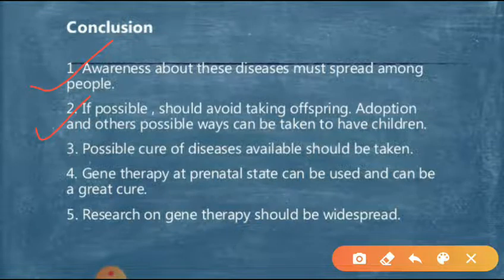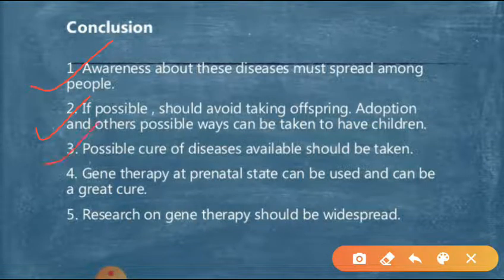Next, if possible, one should avoid having offspring. Adoption and other possible ways can be taken to have children. Already we know that it is X-linked inheritance. So if anybody has these diseases, then what do they have to avoid? Taking offspring. Instead, adoption and other possible ways can be taken to have children.